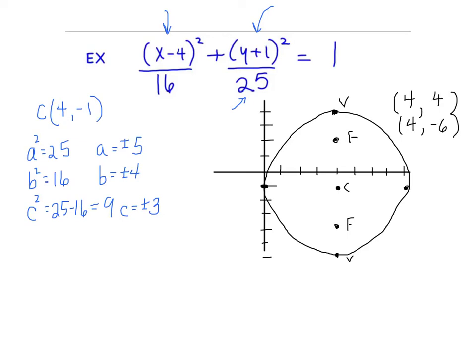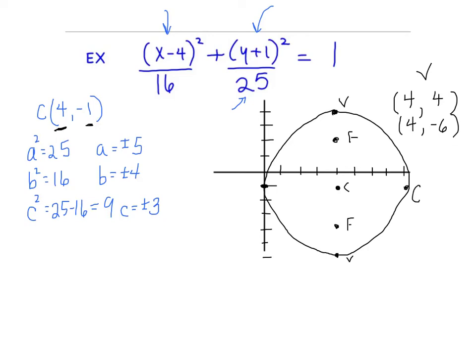Okay, so if you're thinking about that, the x-coordinate stays the same, that's a 4, right? And for the y-coordinate, you are adding 5 and subtracting 5 from the y-coordinate, and that's how you get the vertices. So these are the vertices, but all I had to do was just pick them up off the graph. If your graph is pretty accurate, you've got it.